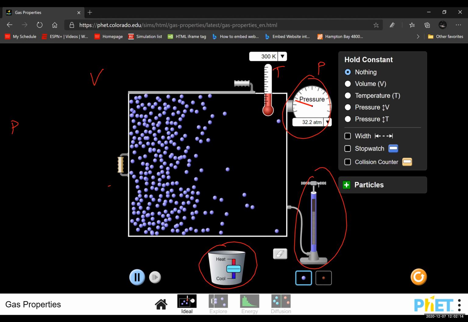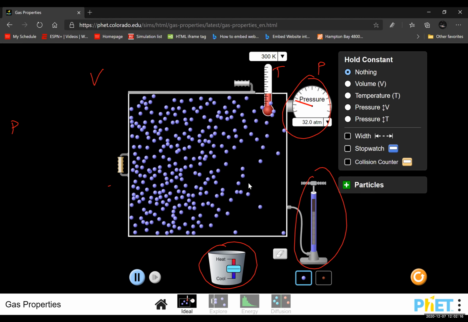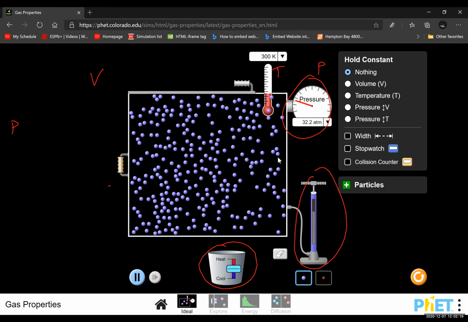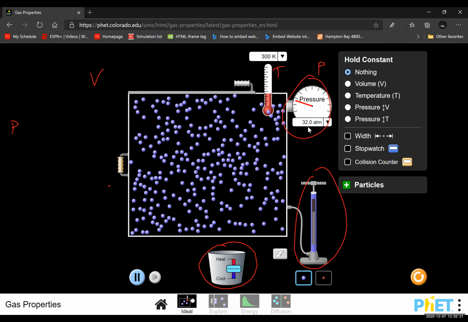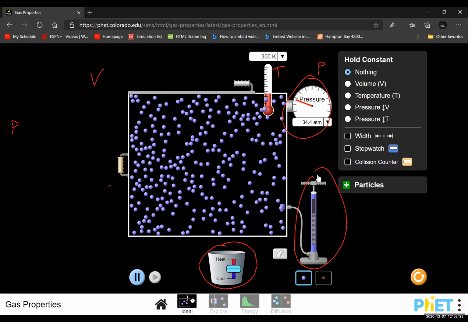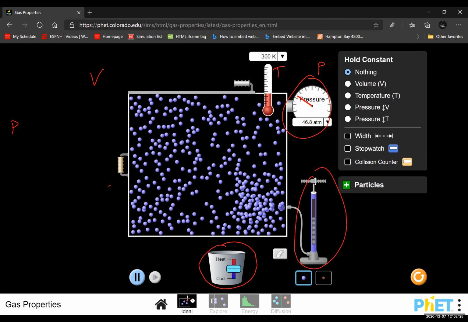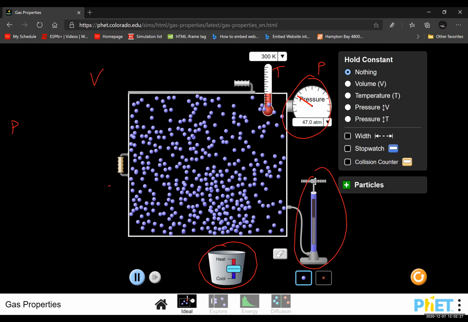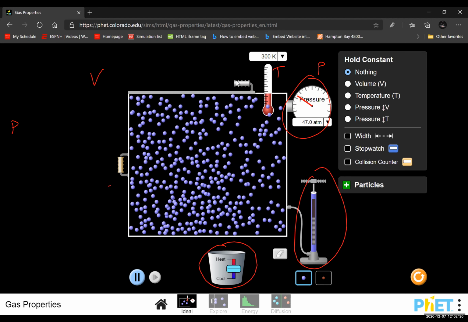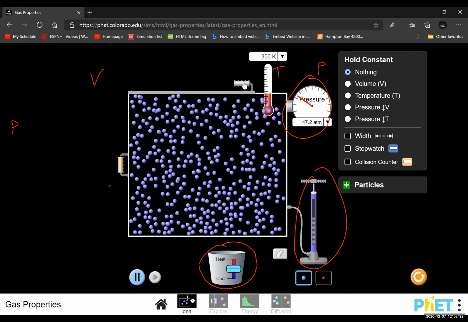I have some n number of molecules right now, and my pressure is, let's say, roughly 32 atm. What happens if I add to the number of molecules? So I pump more, well, pressure increases. That means pressure increases if I add molecules.